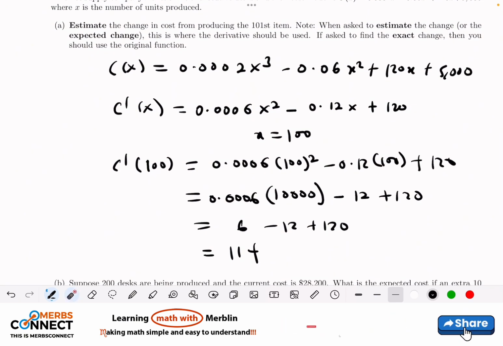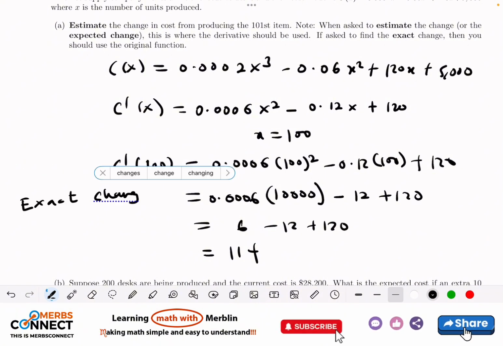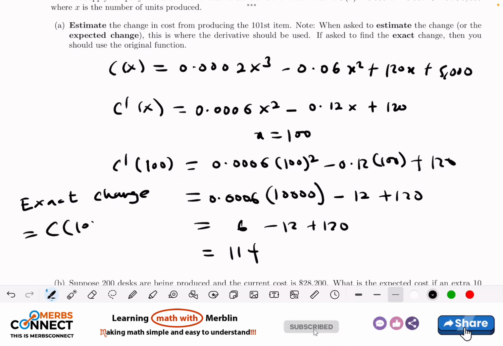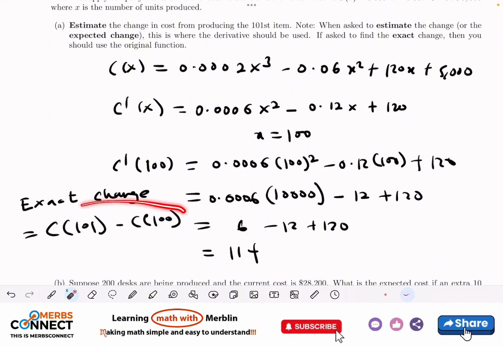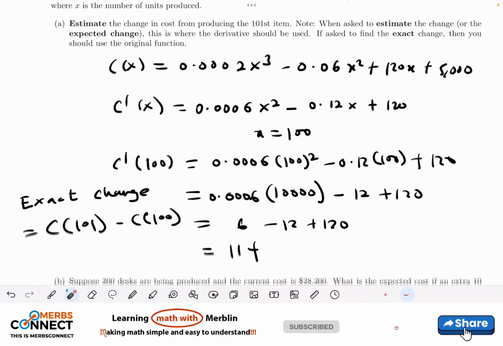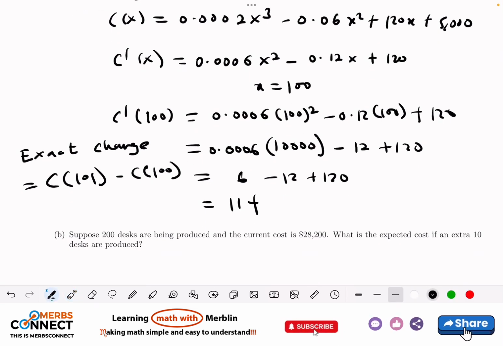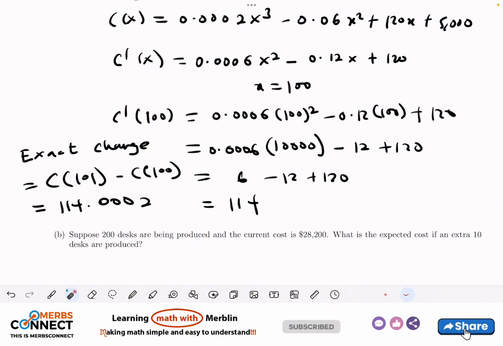Now, if the question is asking us to find the exact change, then the exact change will be equal to C of 101 minus C of 100. Right. So this will be the exact change. And you can try it and see. When you solve this, you are going to have something like 114.0002. So you see that the exact change is this, and this is the approximated value. And you see that this is approximately the same as 114. So it means that we can use this one to approximate this.